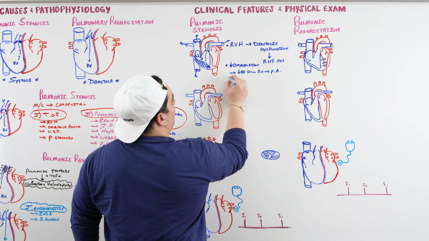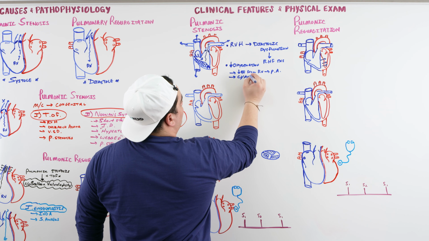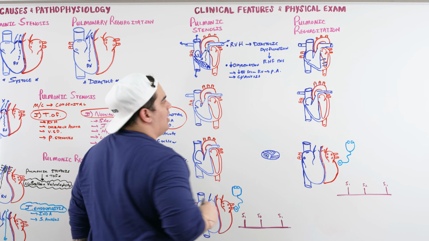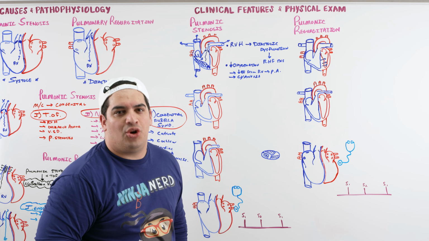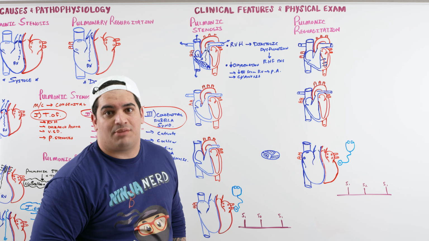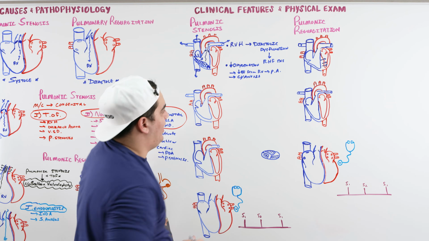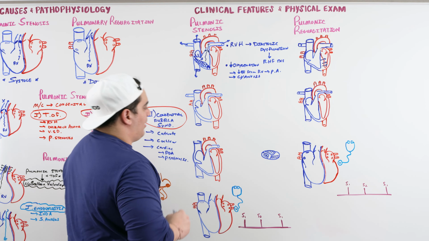The particular clinical manifestation that we may see with that is cyanosis, especially since the most common cause of pulmonic stenosis is usually congenital heart disease. We may see children who have bluish discoloration of the mucous membranes, the lips, and things of that nature. So that's an important thing to think about.